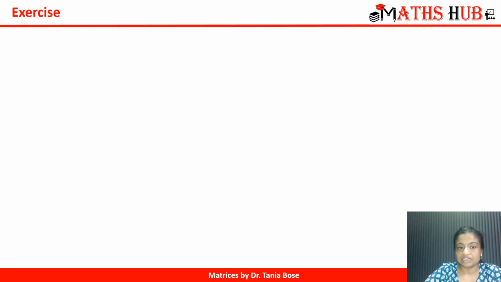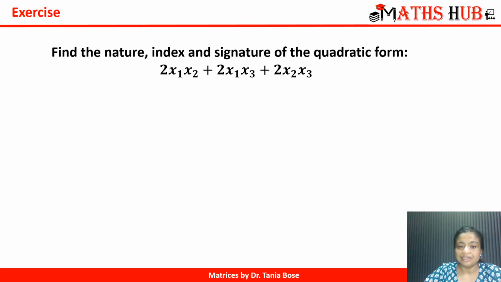So now let us try to calculate this. Find the nature, index and signature of this quadratic form, right? So first of all, for this quadratic form, we have to calculate the eigenvalues. So let us convert this quadratic form into a matrix notation.